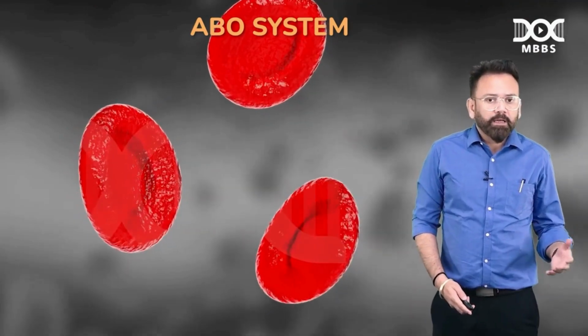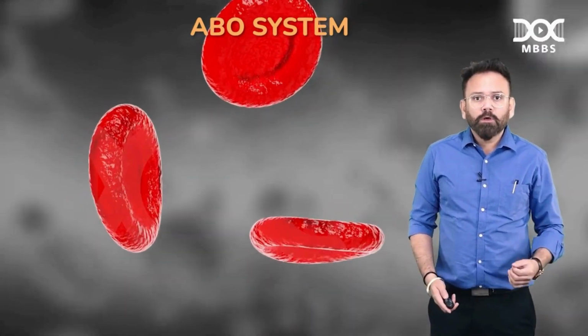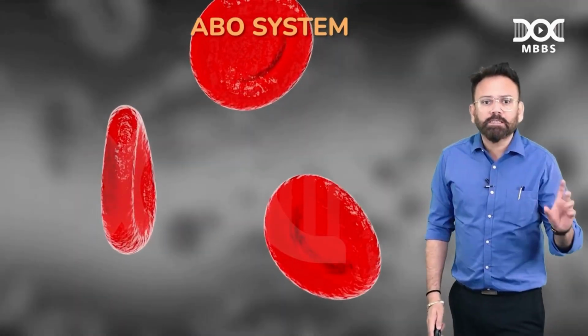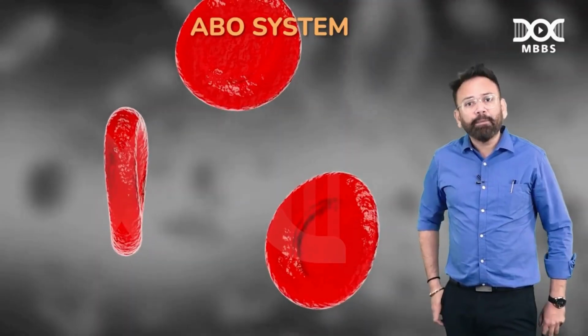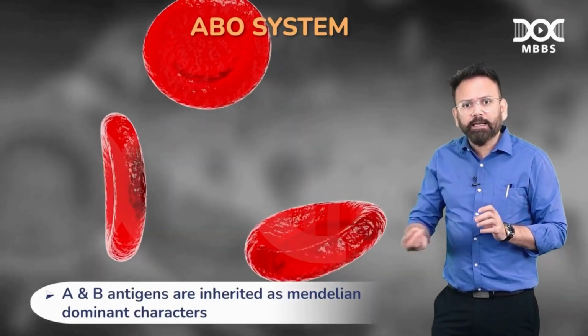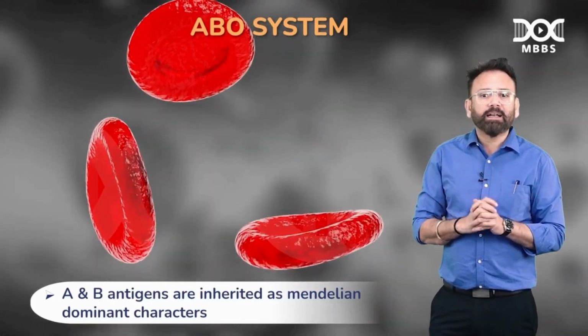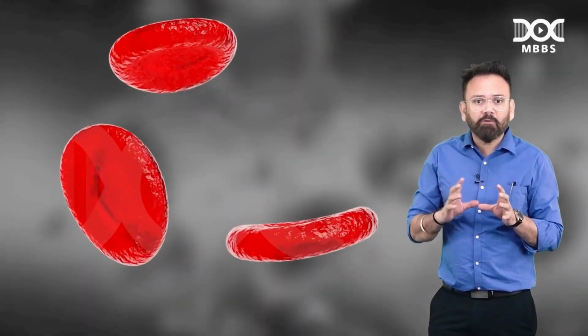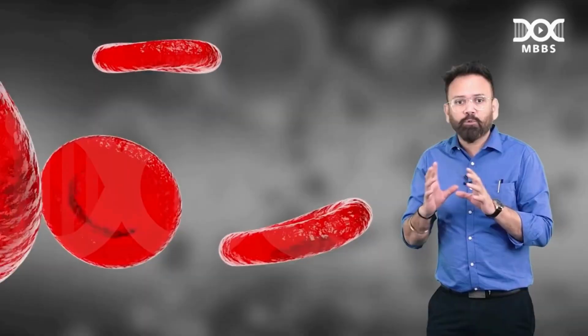A, someone is B. If we don't have A and B, we say O. So this is called the ABO system. A and B are the antigens which are inherited as a Mendelian dominant character. And individuals are divided into 4 major blood types on this basis.